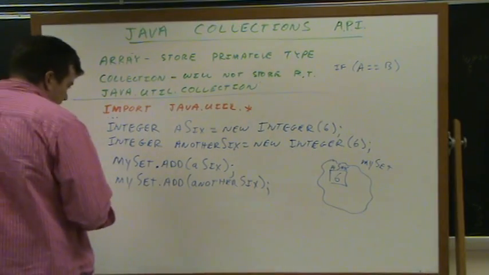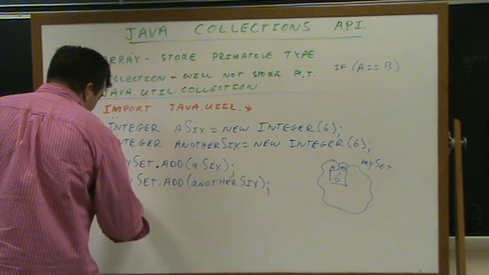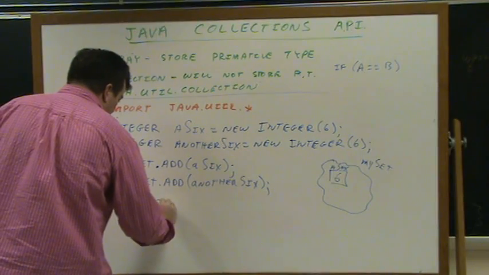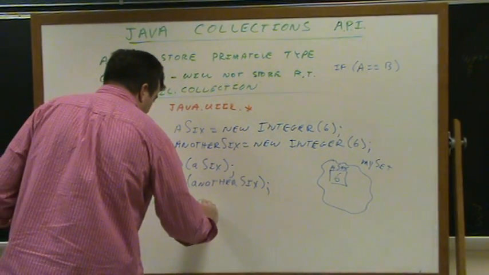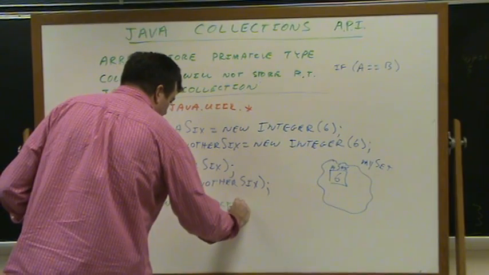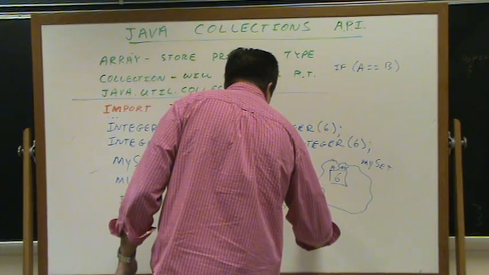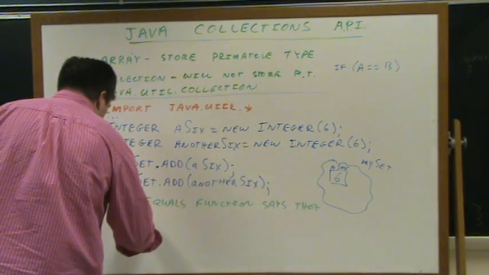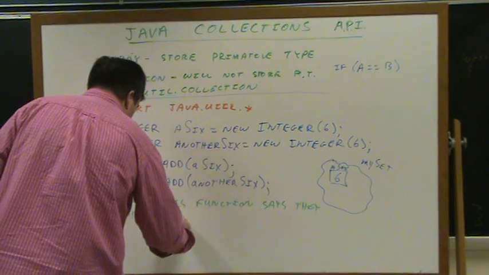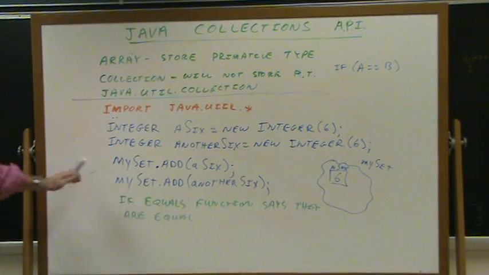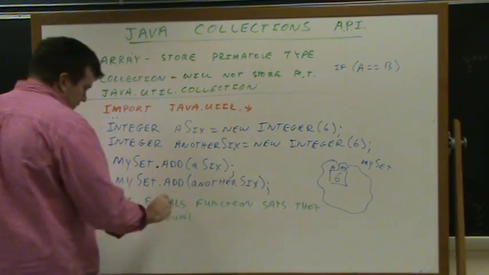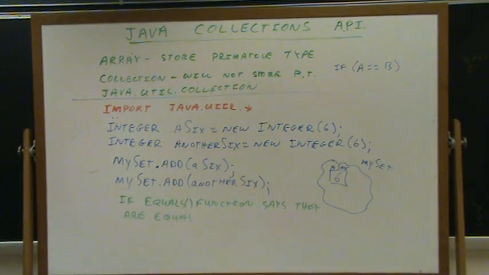So what it really comes down to is if the equals function says they're equal, then since they're equal, they won't be added to the set. There's an equals function that determines whether or not these two things are equal, and whatever we put in the equals function will determine if they're equal or not.